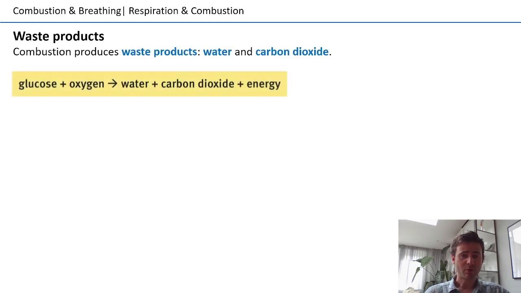Combustion produces waste products, water and carbon dioxide. And these are the only waste products. Energy isn't one. It's actually the thing organisms need. So we won't call it a waste product. Also, we don't call energy a product because it's not really a substance or molecule.